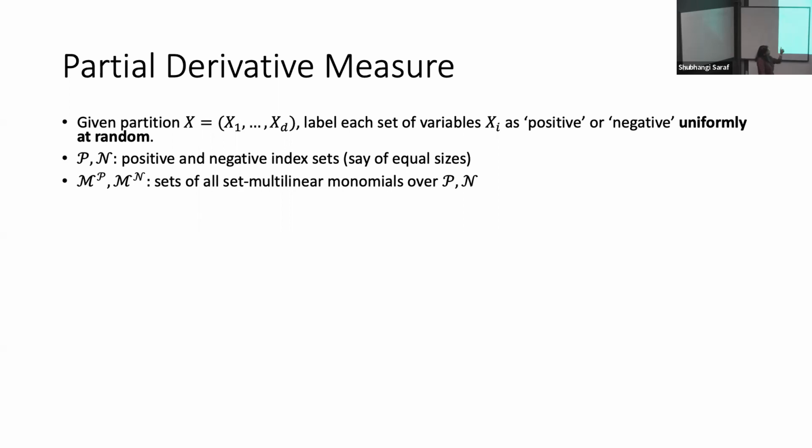We were looking at set-multilinear circuits. So our set of variables was partitioned into sets x1 to xd. This is the measure we'll use. Each set, uniformly at random, you call positive or negative, so each set gets the tag positive or negative with 50-50 chance. Let P be the set of all positive sets and N be the set of all negative sets. Let M_P be all multilinear monomials over the positive sets, and M_N be all the set-multilinear monomials over the negative sets.